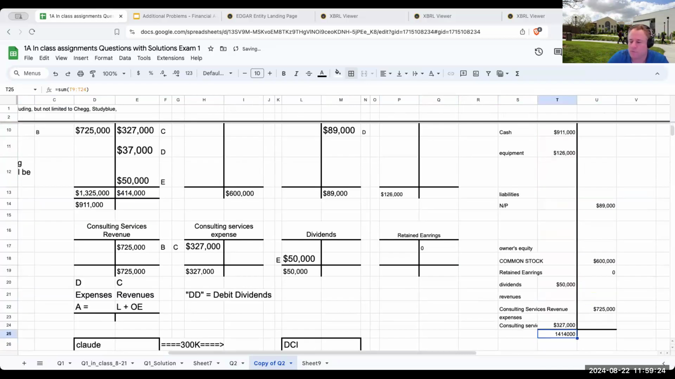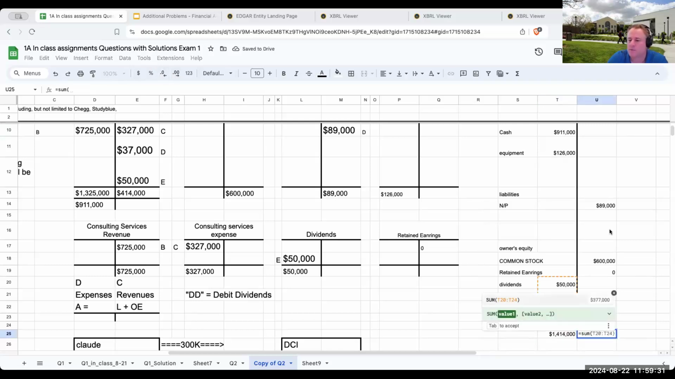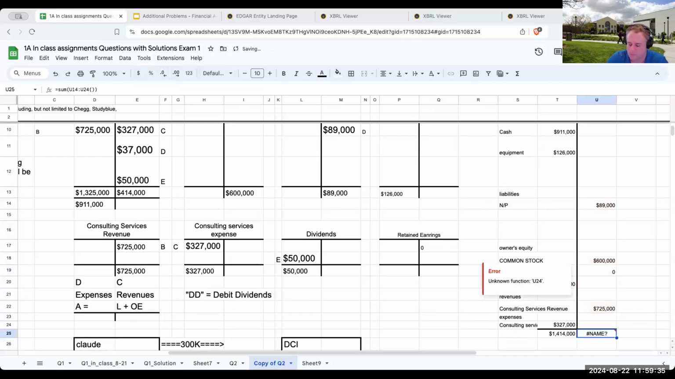Okay. Now, when we come over here, I'm going to total up my total debits, and this is equal to 1,414,000. And then I'm going to do my total credits over here. My total credits are 1 million. Uh-oh.